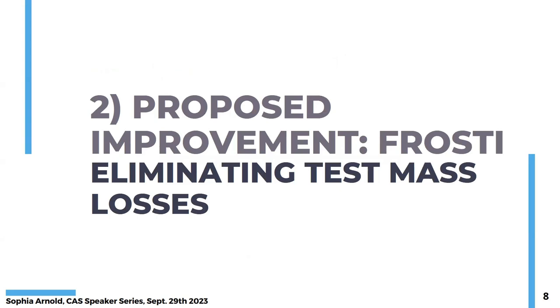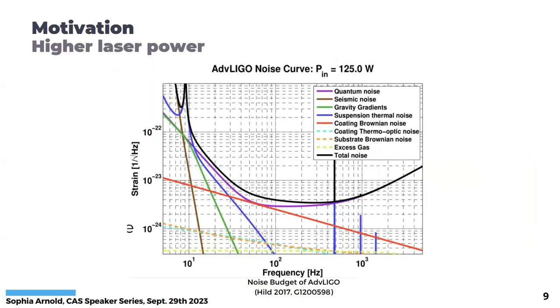Proposed improvement, Frosty. And this is talking about eliminating the losses that we get on the test masses, the mirrors of LIGO. So, again, you don't have to answer this, but I just want you to look at it. This is the total noise curve that we see. This black line is the total noise curve that we see in advanced LIGO.